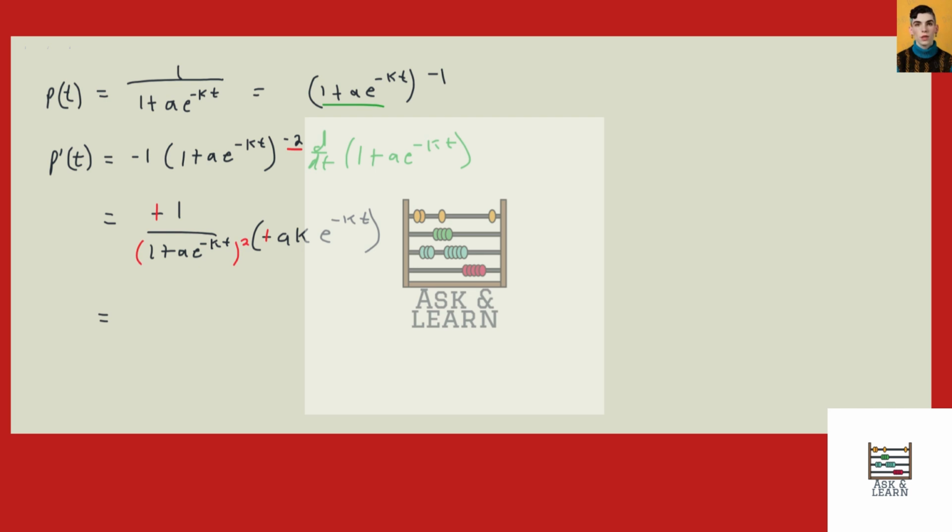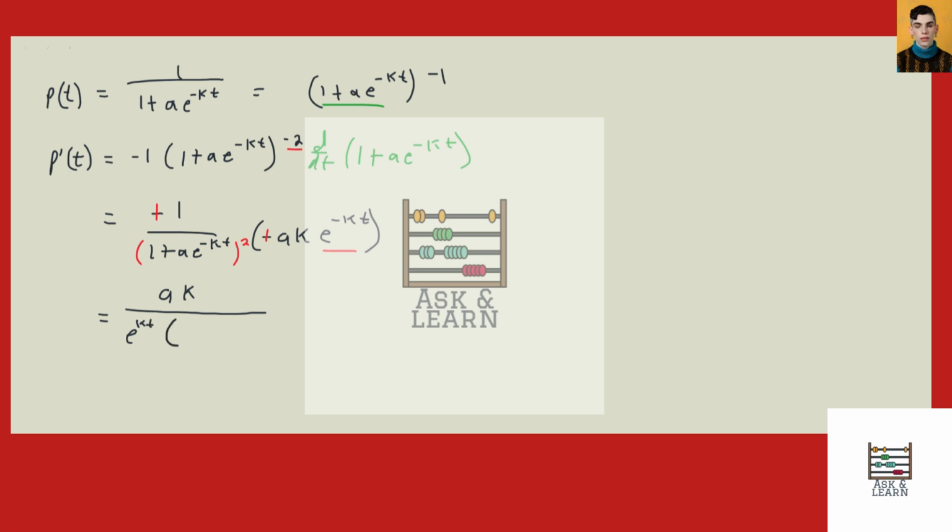And now something that might help us is if we rewrite this as 1 over e to the kt, this part right here, and expand out our denominator. And it'll just make taking the next derivative a little bit easier. So let's do that. So we're going to have ak all over e to the kt.